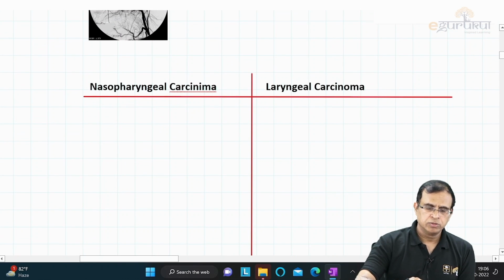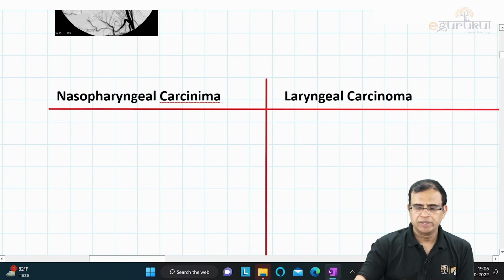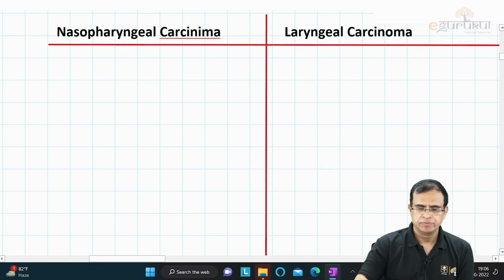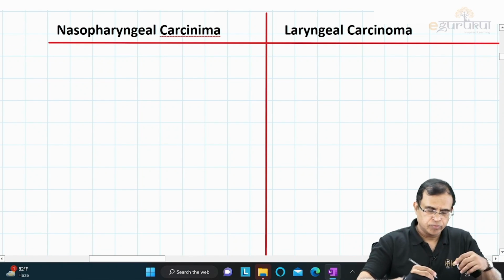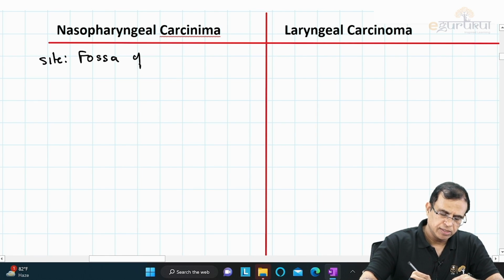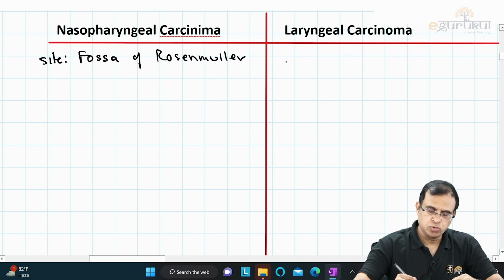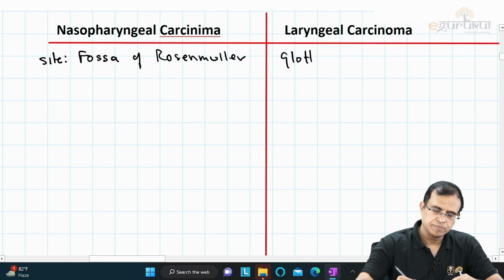Then we talk about two carcinomas, one nasopharyngeal carcinoma, one laryngeal carcinoma. Now, for nasopharyngeal carcinoma, the most common site is the fossa of Rosenmuller. I told you this in the anatomy video. Laryngeal carcinoma is again seen most commonly in the glottis.